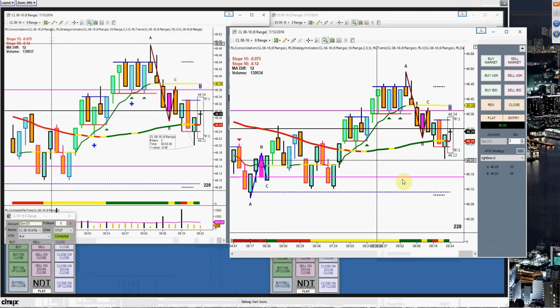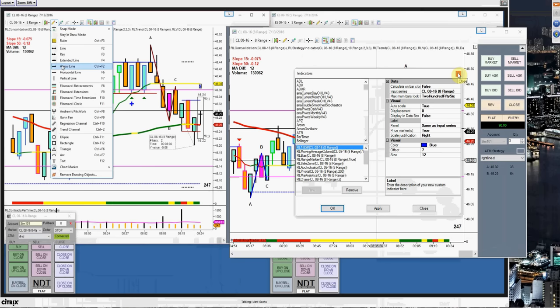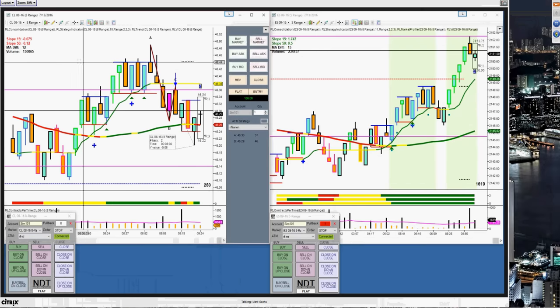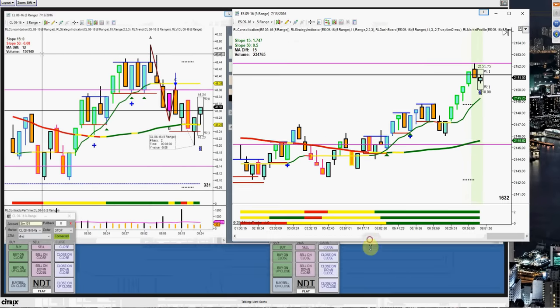Let's take a look at the indicators we have on here. Actually, let's take a look at the ES. We haven't looked too much at that yet. Crude looks like it's going to bounce.